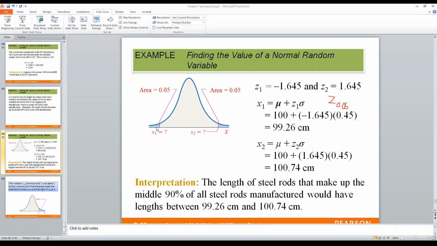This other point would have been minus Z sub 0.05. We tend to work with Z sub alpha being positive numbers. The corresponding negative value would be negative Z sub alpha. Since 5% lies to the left, I'm going to get a negative z value, and so we'll call it minus Z sub 0.05.